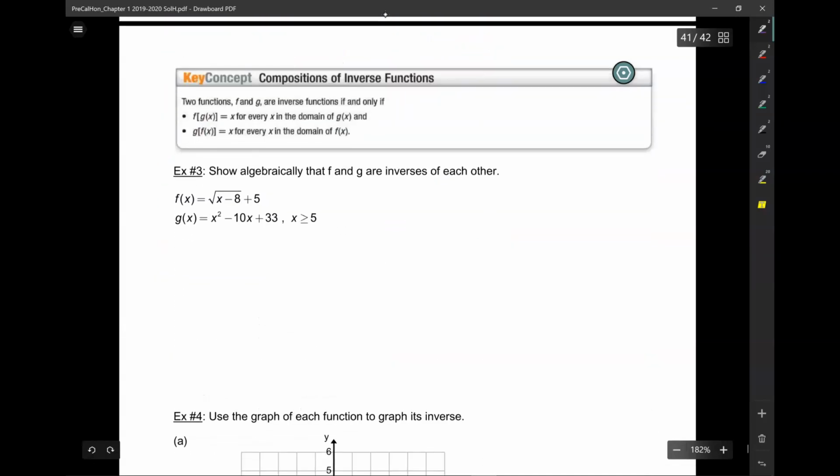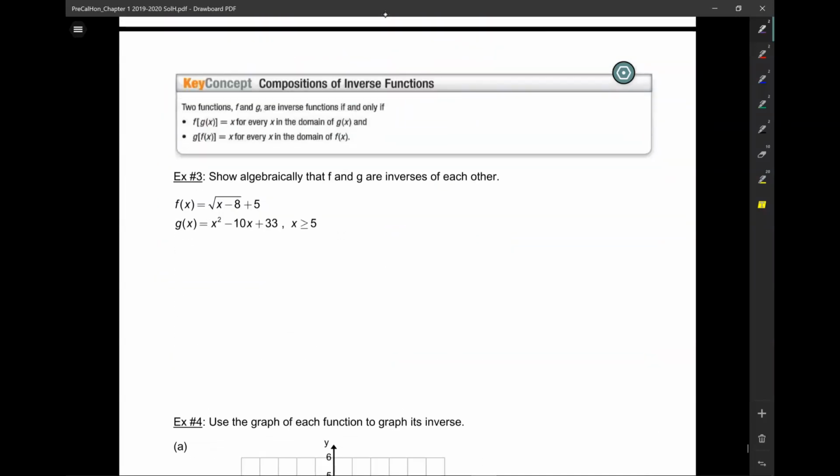Okay, moving on. Compositions of inverse functions. All right, so here's a theorem here. It says two functions are inverse functions if and only if f of g of x is x, and g of f of x is x. So now, it says here show algebraically. It should actually say verify. When you hear the word verify, there is only one way to verify that f and g are inverses, and it is using this theorem.